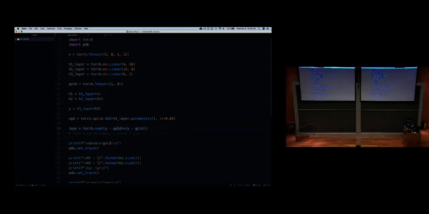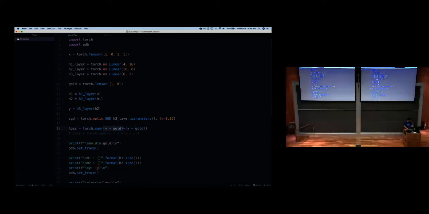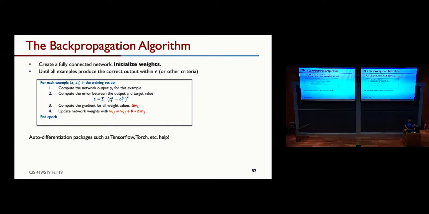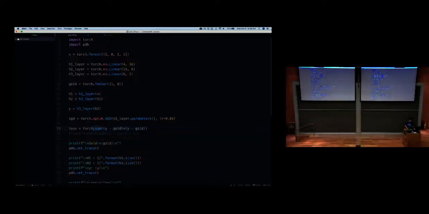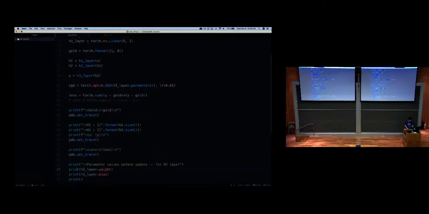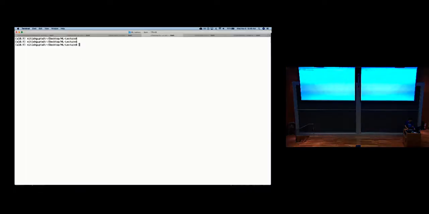So what I'm doing is computing the square of y minus gold. So that's the tki minus oki whole squared. And I'm doing a sum over the 2 dimensions. Anyway, loss is some scalar function that I want to minimize. Great. Okay, let's look at this.